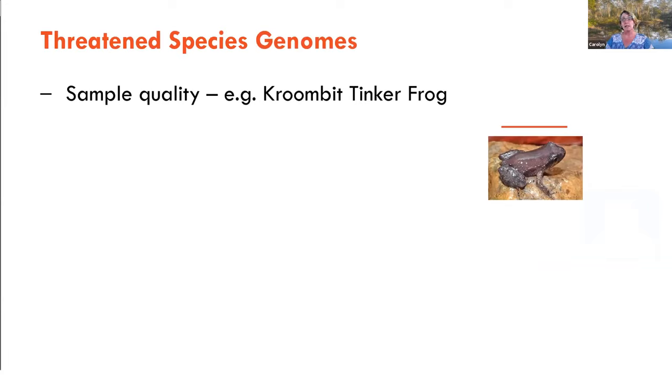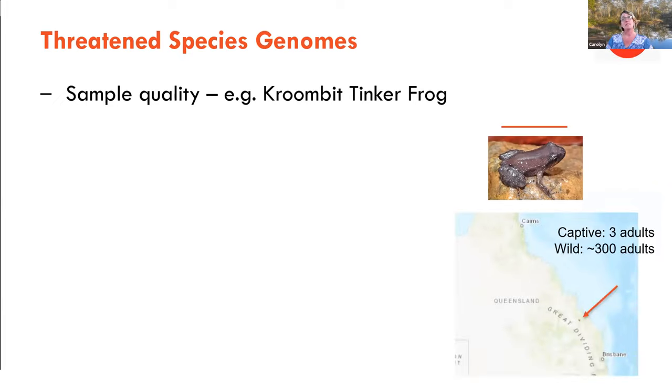So this is the Kroombit tinker frog. Kroombit tinker frogs are kind of cute, but they only exist in one remaining population up in Queensland, just north of Brisbane. There's in fact only 3 adults in captivity, although they do have a number of tadpoles they've been trying to breed in captivity to start a captive breeding population. This area was heavily impacted by fires back in 2019-2020. And they think there's about 300 adults in the wild, but really they have no idea.